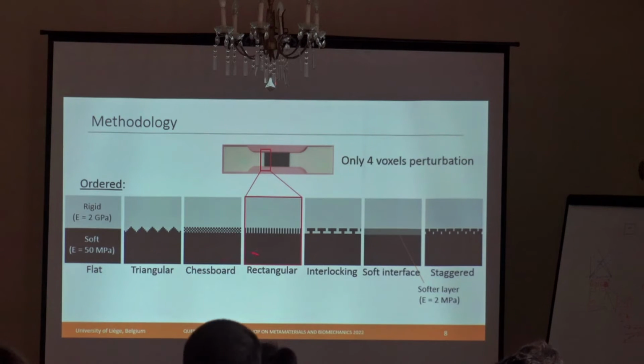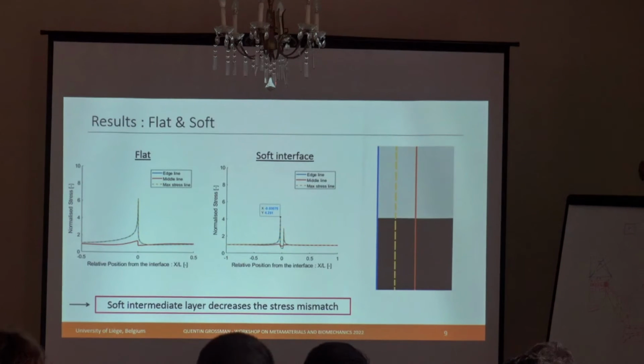Why those geometries? Because we wanted to test different interdigitation between the materials. As in the bone-tendon, it's more or less a combination of all of those. Here we wanted to study each of them separately to understand it. So we'll first start with the simulation and comparing the flat case with the soft interface geometry.